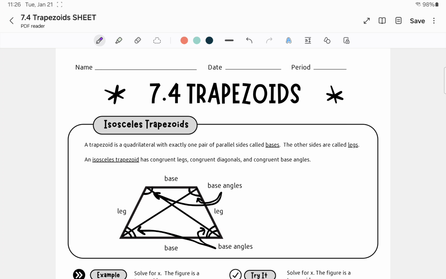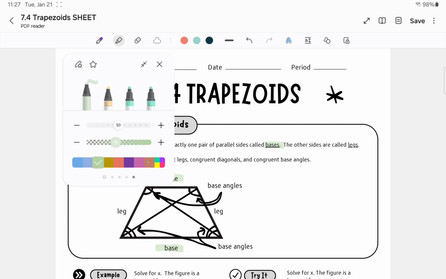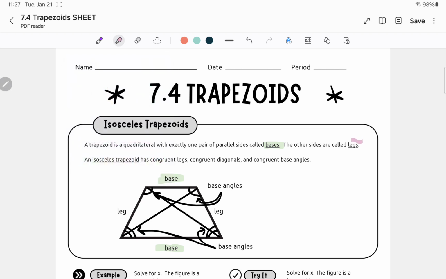So a trapezoid is a quadrilateral with exactly one pair of parallel sides called bases. So let's highlight the word bases and then in the diagram what the bases are. Those are the 2 parallel sides. Now the other sides are called legs. And that would be these other 2 sides here.